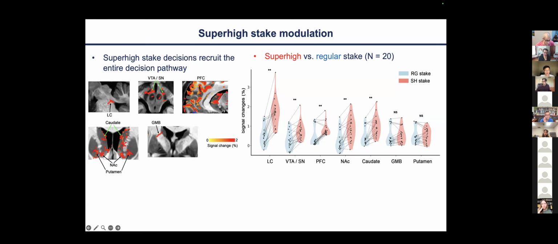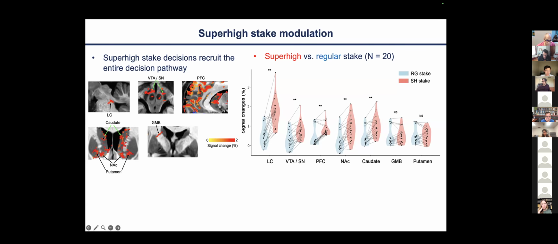Activation induced by super high stake, and also in the VTA and substantia nigra here. And the prefrontal is very obvious. It's a very extensive activation. And in the striatum, you can see several separated activation clusters.